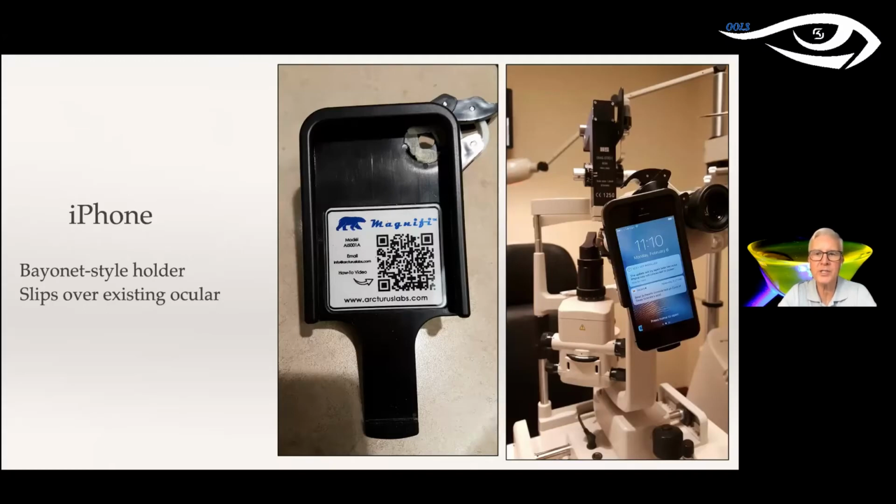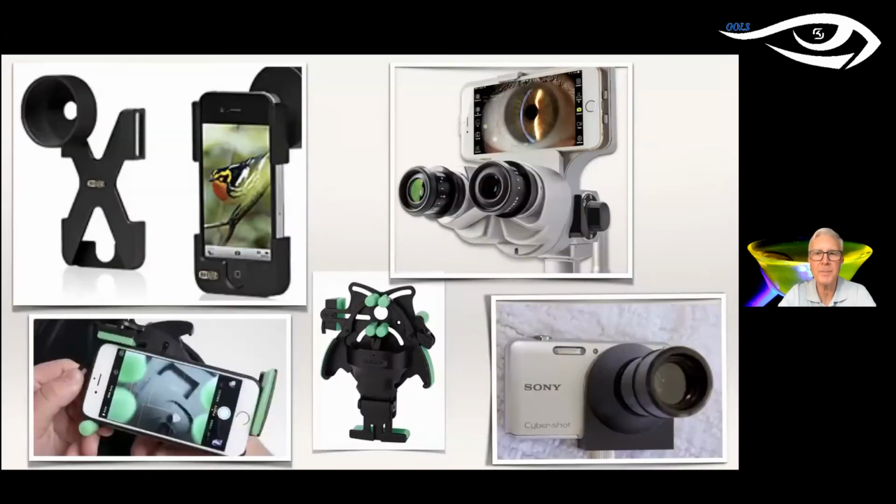So here's one example of what we call a bayonet style mounting that you would just affix to the ocular of your slit lamp, like you see there on the right. There are a variety of these instruments, like the one in the upper left, can accommodate a number of different sizes of phones. It's flexible. You can see the one in the bottom left. In the middle is one that has a spring type hinge, which you put the phone in, and it clamps to the ocular.